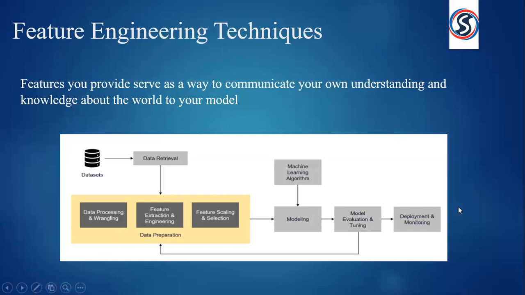If you see this particular picture here, according to Forbes magazine, cleaning and organizing is usually broken down into two or three subcategories in the machine learning pipeline. The data preparation, the cleaning and organizing process, is the yellow part highlighted in this image. Here you see data processing and wrangling, feature extraction and engineering, and feature scaling and selection, which is very important.